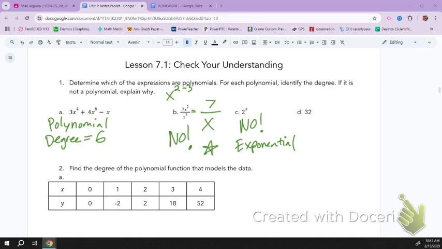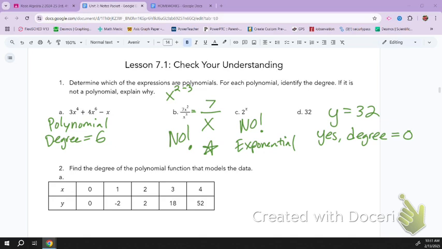32, is that a polynomial? What do you think? Can I say y equals 32? Will it graph something for me? It is. It is a polynomial, yes. The degree is 0. It'll graph a horizontal line. Remember, horizontal and vertical lines are still equations.